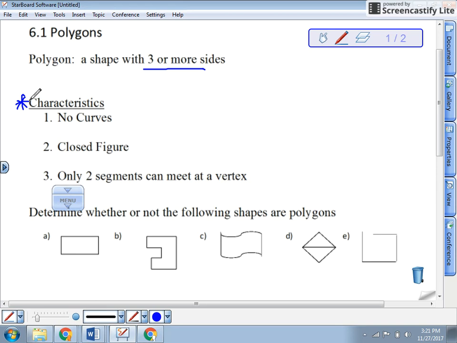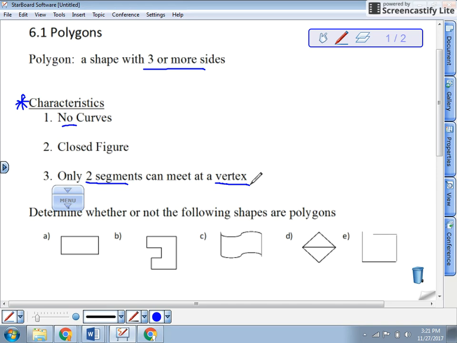Okay, so not only does it have three or more sides, it cannot have any curves, no curves. All right, and it has to be a closed figure. And then the third thing we'll talk about is only two segments. So only two segments can meet at a vertex. And we'll remind you guys what a vertex is in a second.